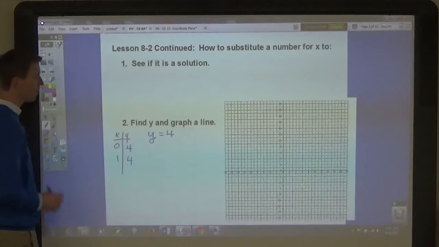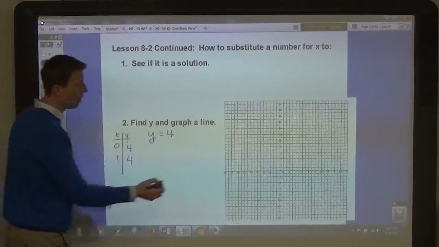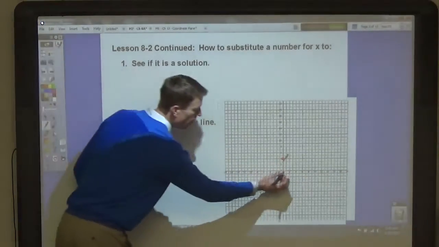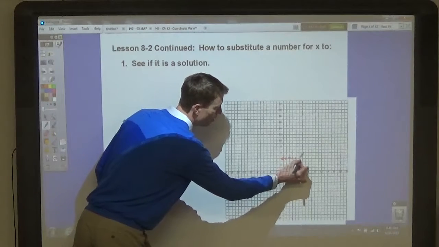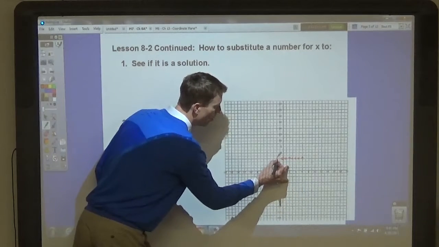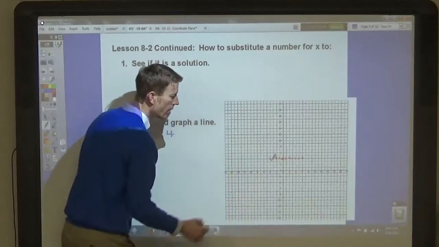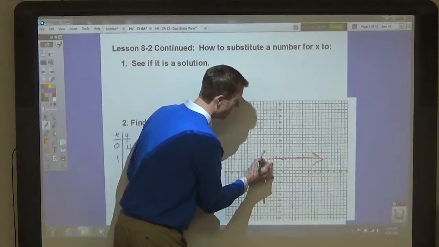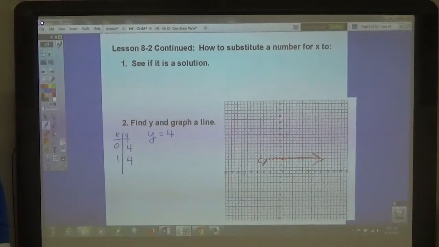If you graph it, what type of line would you get? If you graph (0, 4), then (1, 4), and then (2, 4), (3, 4), (4, 4). If y is always 4, what kind of line is that? It's a horizontal line. Okay?